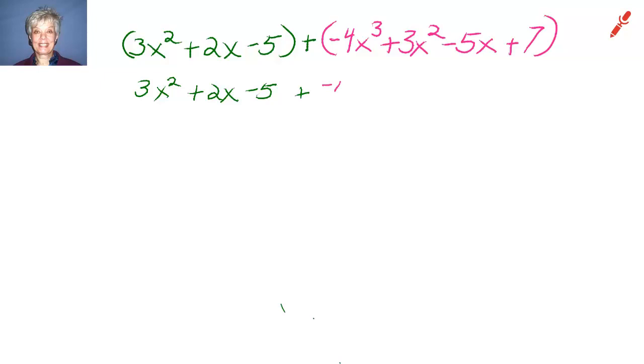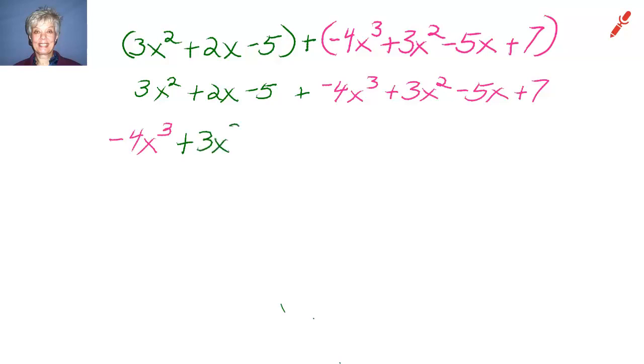Notice that when you do this, you can remove your parentheses. After which we are going to add like terms. And we're going to put the terms in descending order. So first we write the cubic term. Then we write the quadratic terms, highest power 2. Then we write the linear terms, power 1, and then we write the constant terms, which are degree 0.